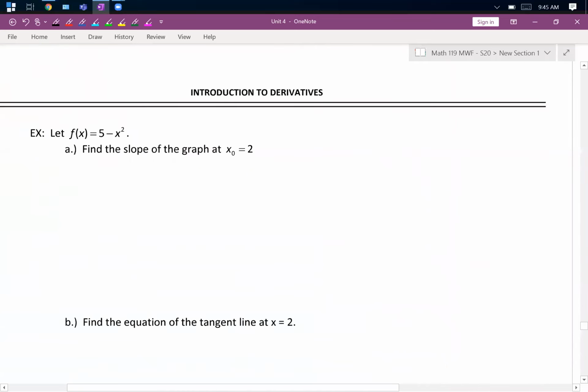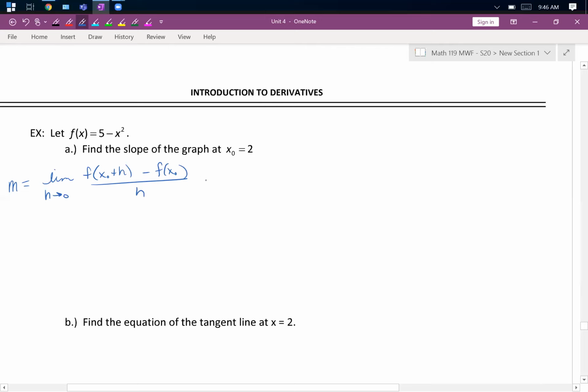All right, well, let's let f of x be equal to 5 minus x squared, same function. Let's find the slope of the graph at x sub 0 equals 2. So this isn't going to be an average number, this is going to be an exact. This slope is going to be the limit as h approaches 0 of f of x sub 0 plus h minus f of x sub 0 all over h. We don't have a number to plug in for h, but we do have a number to plug in for x sub 0.